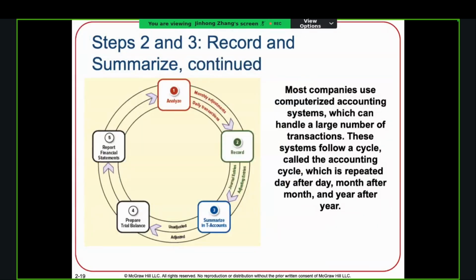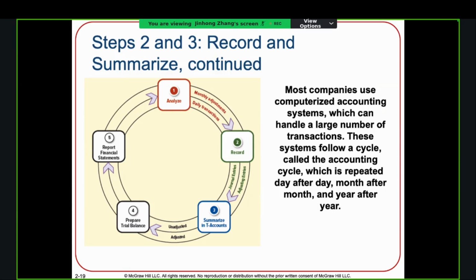So record and summarize, continued. Most companies use a computerized accounting system like QuickBooks Online, which can handle a large number of transactions. These transactions follow a cycle called the accounting cycle, which is repeated day after day, month after month, year after year. So basically you analyze it, and then you record and summarize, a so-called T account that I explained to you, and then you have the trial balance. Basically, the bottom numbers, the balances, are the trial balance. You can put all these together.